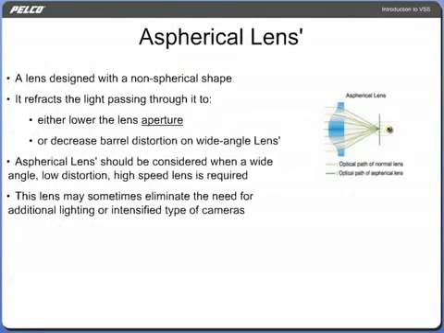An aspherical lens is a lens designed with a non-spherical shape. It refracts the light passing through it to lower the lens aperture. This increases the light passing through it. With a wide-angle lens, it decreases barrel distortion. Aspherical lenses should be considered when a wide-angle, low-distortion, high-speed lens is required. This lens, in combination with low-light sensitive cameras, may sometimes eliminate the need for additional lighting or intensified type of cameras.